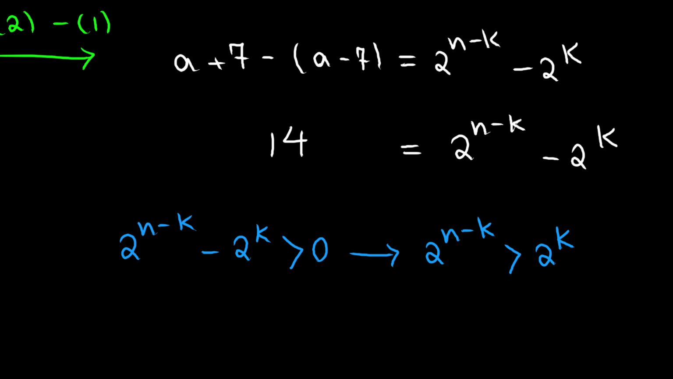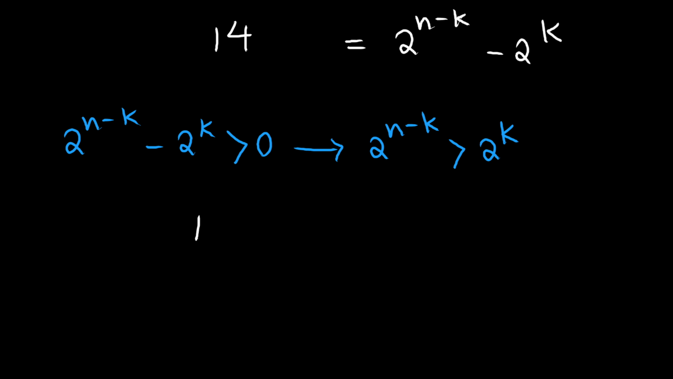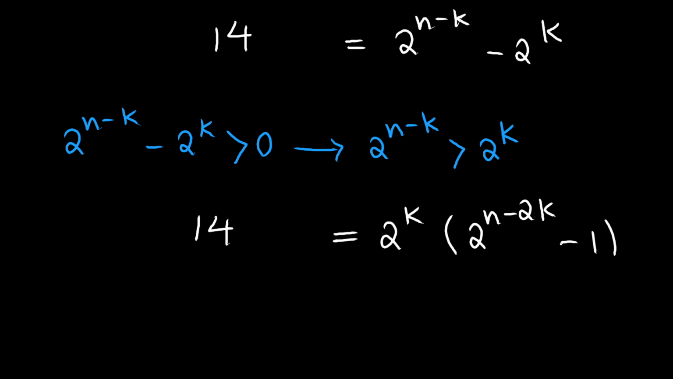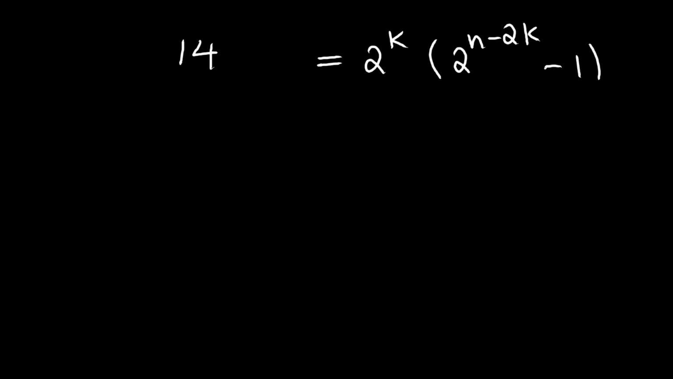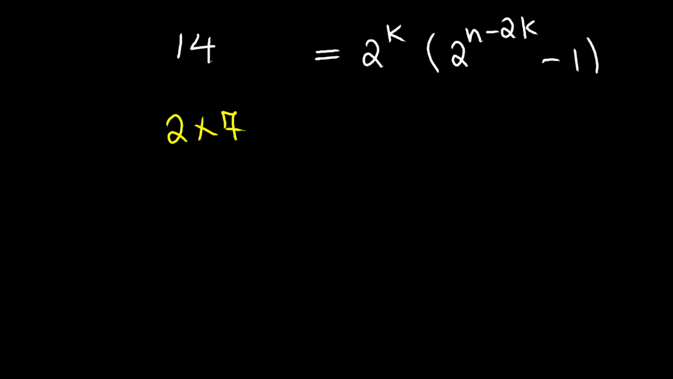So I'm going to go ahead and factor out 2 to the power of k on the right-hand side. So we'll have 14 equals 2 to the power of k times 2 to the power of n minus 2k minus 1. And then we can go ahead and factor the left-hand side. So we have 2 times 7 equals 2 to the power of k times the quantity 2 to the power of n minus 2k, minus 1.